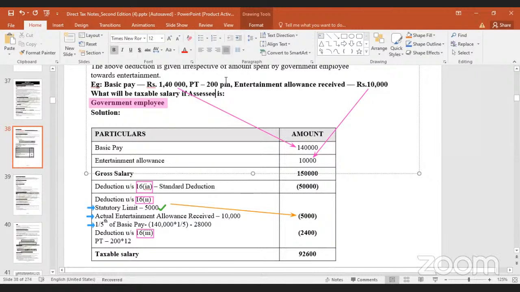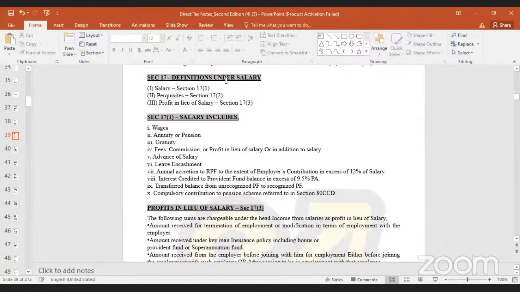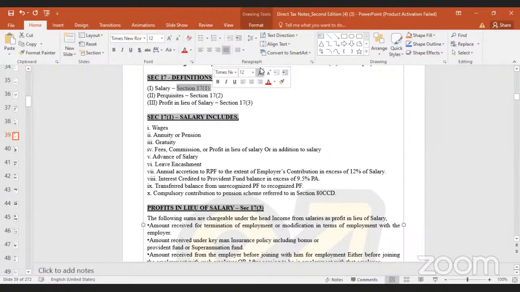We'll go to exemptions under the head salary. Before going for the exemptions, you should know the definition of salary. Salary is an inclusive definition. It includes a few things. It is given under section 17 subsection 1. Section 17 is the definition of salary. 17.1 deals with the salary, 17.2 deals with the perquisites, 17.3 deals with the profit in lieu of salary.